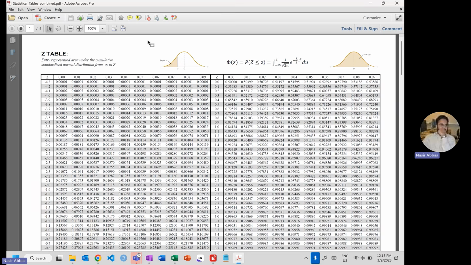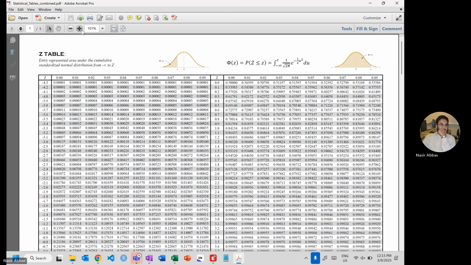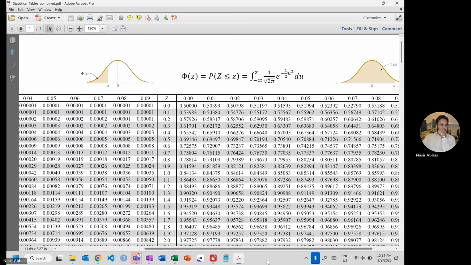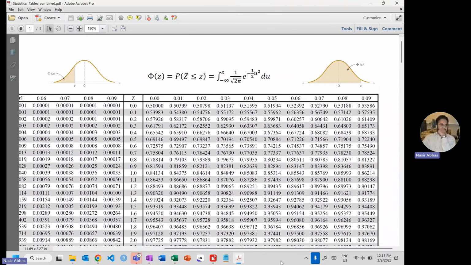Okay, look at this Z table first. Look at the two diagrams. Where is the highlighted area? Towards the left side or towards the right side? Left side, which means the lower tail area is given to you. In the Z table, lower tail area is given to you. That's why you were converting it to upper tail area by doing the last step, 1 minus alpha by 2.